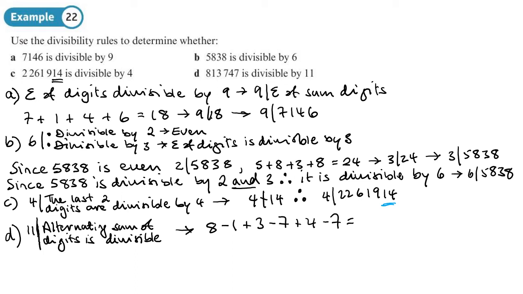Now that sum of digits actually gives 0. Now 11 divides 0, doesn't it? Any number divides 0. Therefore, 11 divides that number. So 11 divides 813,747. And you could say actually that any number where the alternating sum is 0 will be divisible by 11.